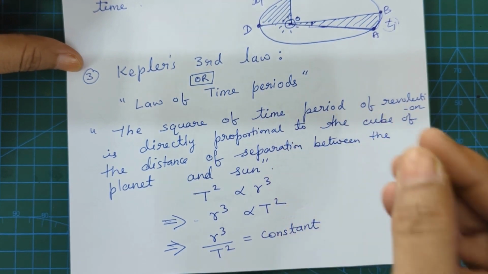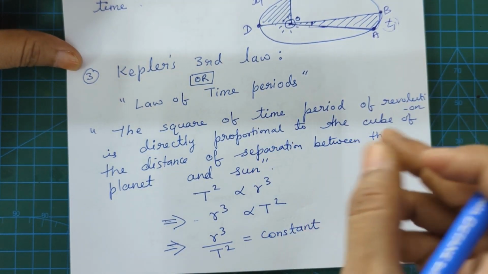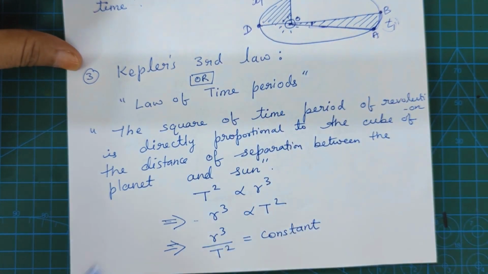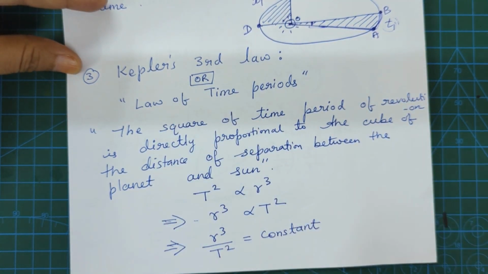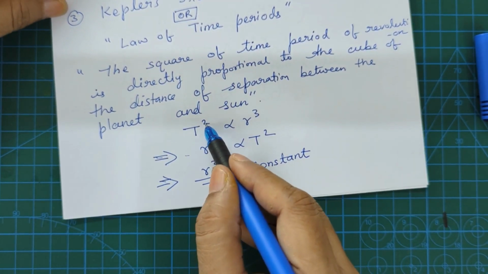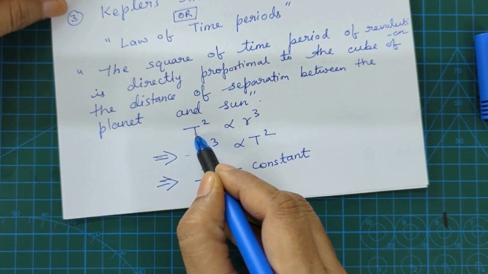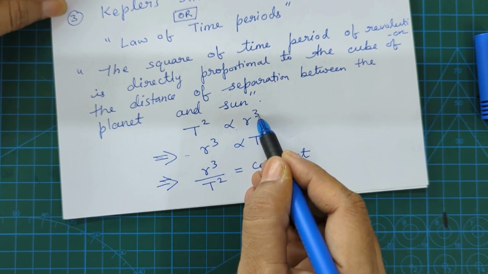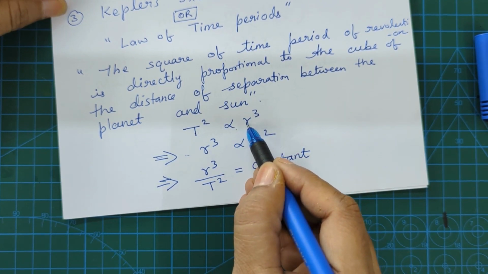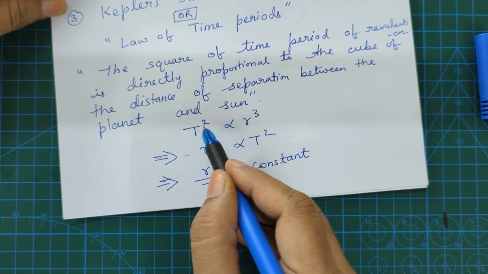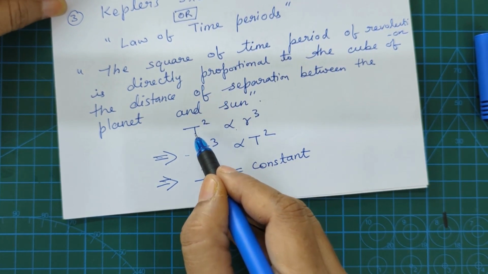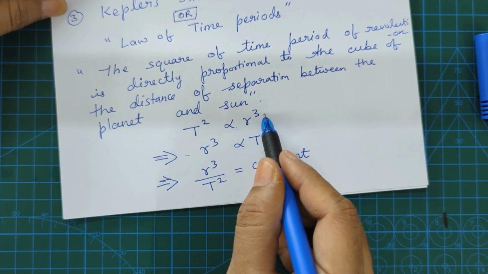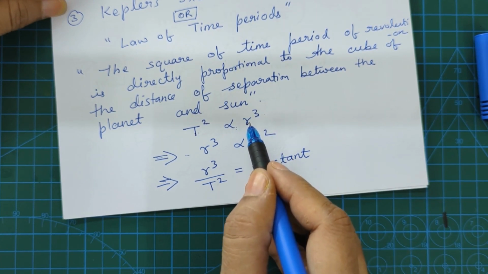Kepler's third law is called the law of time periods. It is related to the time taken by a planet to complete one revolution around the sun. So Kepler's third law, the law of time periods, states that the square of the time period of revolution of a planet around the sun is directly proportional to the cube of the distance of separation between the sun and the planet. So the square of the time period of revolution of a planet around the sun is directly proportional to the cube of the distance between the planet and the sun.